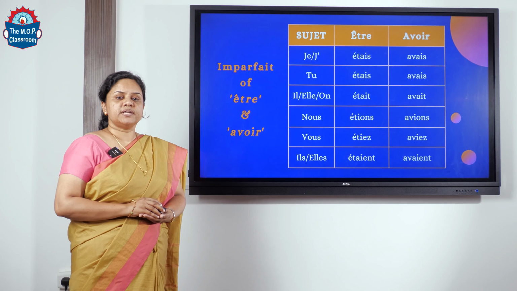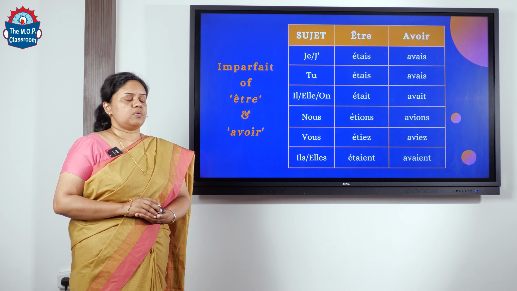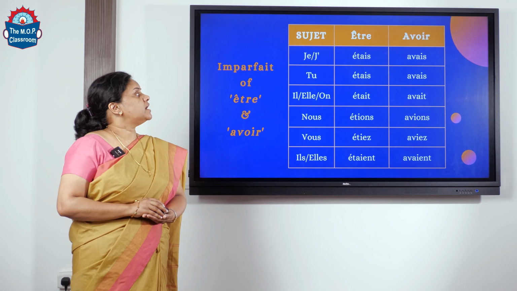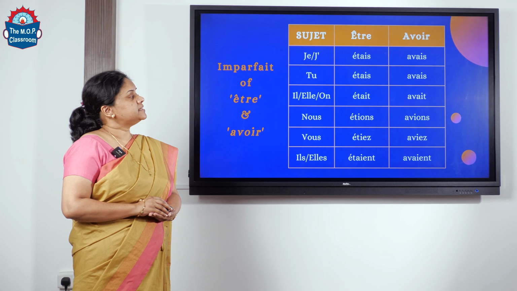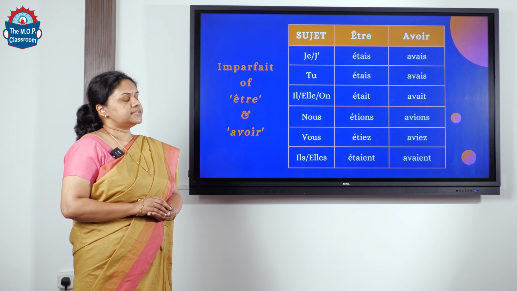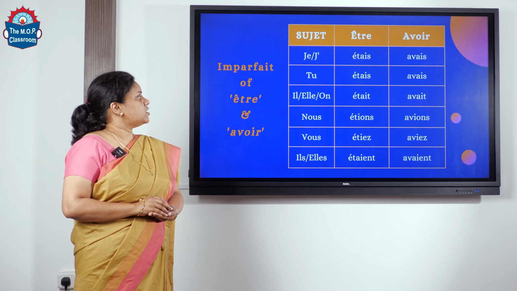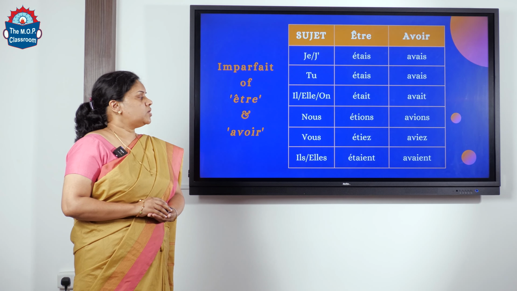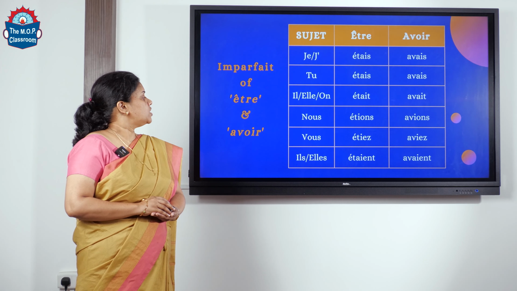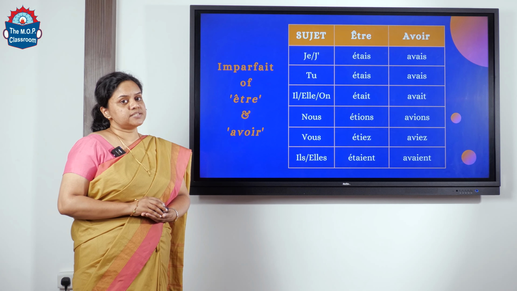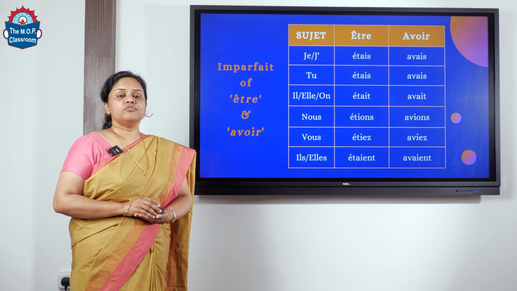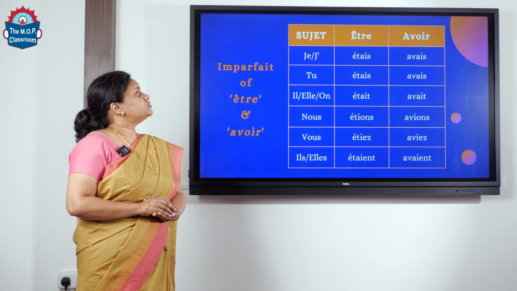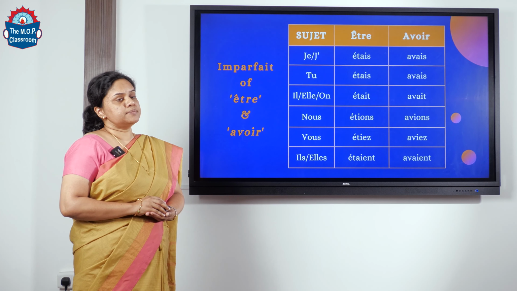Now let's see what the imparfait of être and avoir are. For être, it is j'étais, the first person singular. For the second person singular, tu, again it is étais. For il, elle and on, it is était with a T. For nous, it is étions. Vous étiez. Ils ou elles étaient. So that is for the verb être. Now for avoir, let's see. For avoir, it is j'avais. For tu, it is avais, again the same spelling.